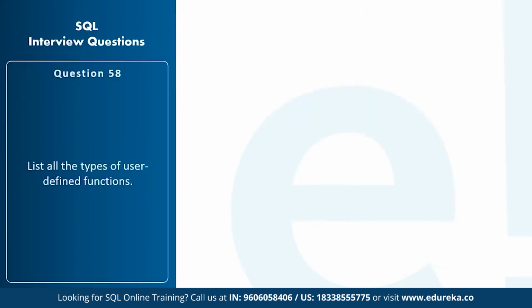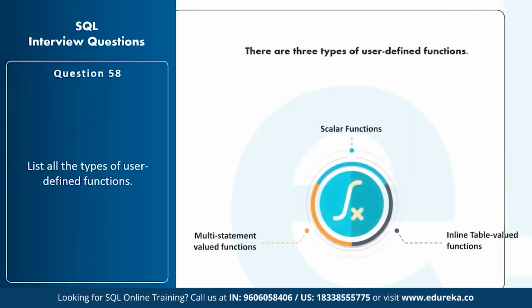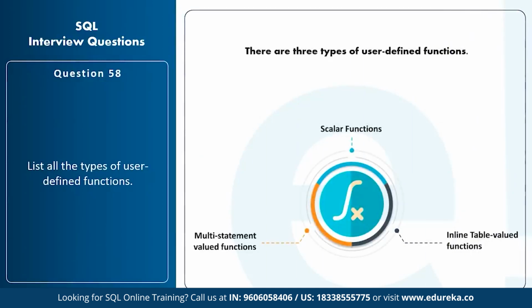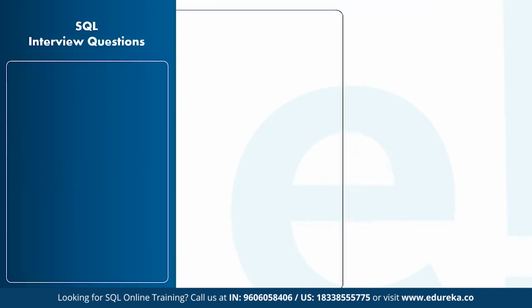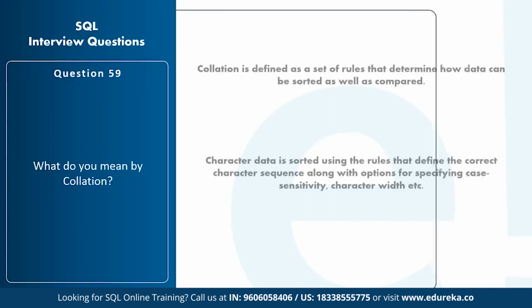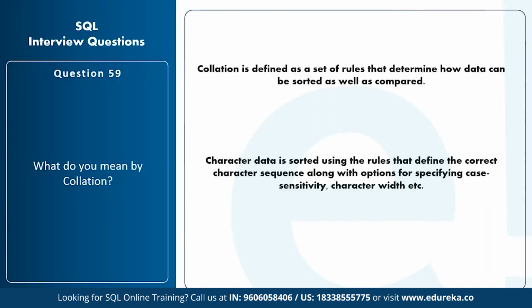List all types of user-defined functions. There are mainly 3 types of user-defined functions: the scalar functions, the inline table valued functions, and the multi-statement valued functions. You mainly have to mention these 3 when you're asked about the different types of user-defined functions. Next, let's understand what you mean by collation. Collation is defined as a set of rules that determine how data can be sorted as well as compared. Character data is sorted using the rules that define the correct character sequence along with the options for specifying case sensitivity, character width, etc. So that's what a collation is, guys. It is basically a set of rules that determine how data can be sorted as well as compared.